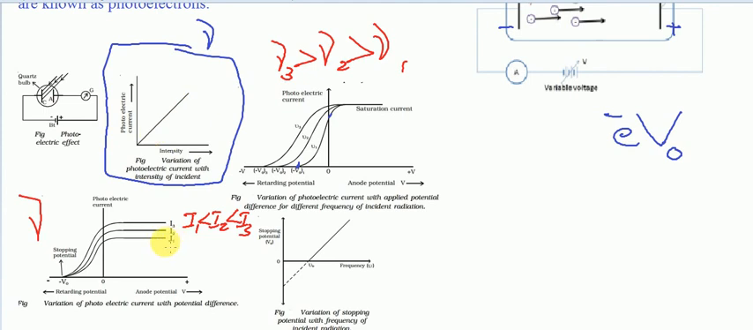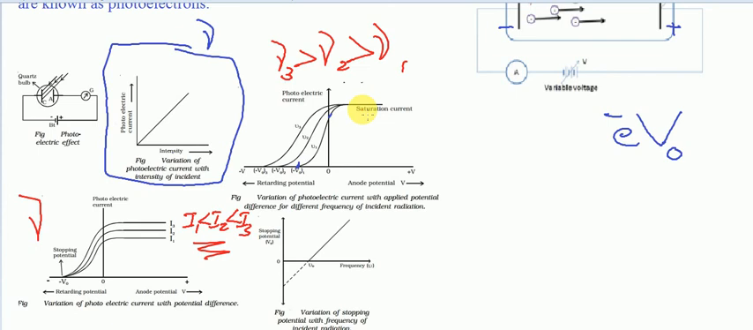So here also you can see that as the intensity increased, the saturation photocurrent increased for I2, then increased again with increased intensity. But on applying the retarding potential, the stopping potential is the same. So this gives a conclusion that stopping potential depends on frequency. It is independent of intensity. These 2 experimental observations show that retarding potential depends on frequency and is independent of the intensity.